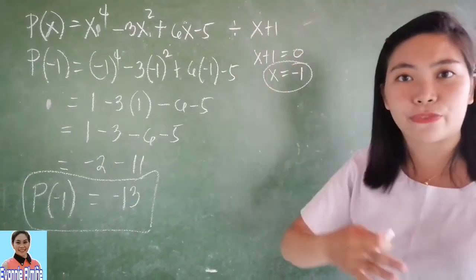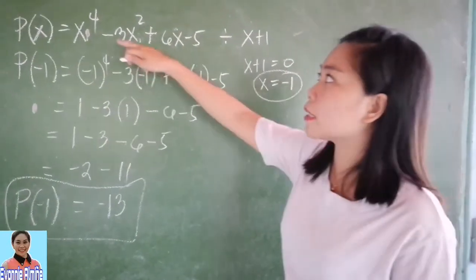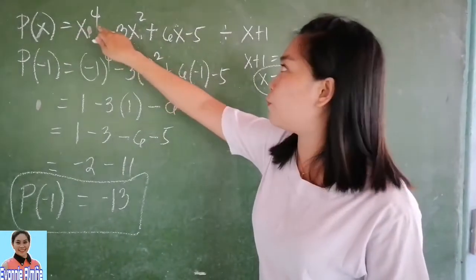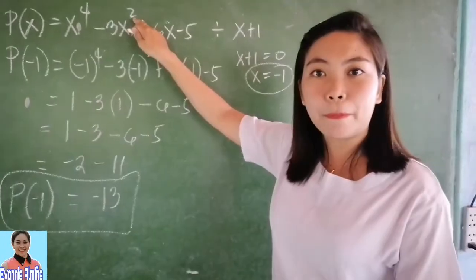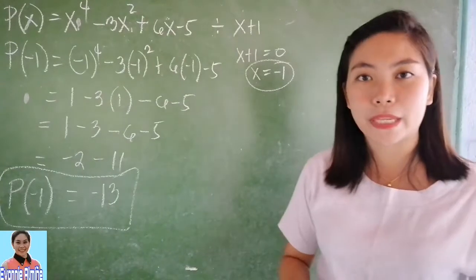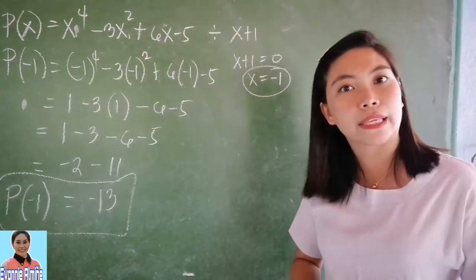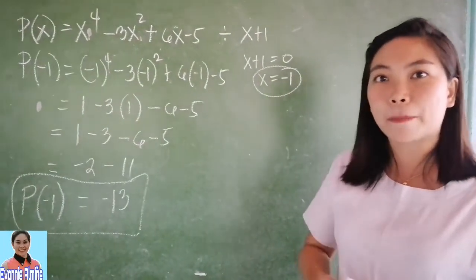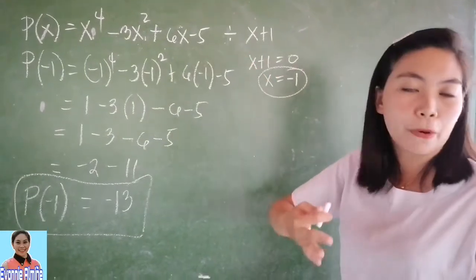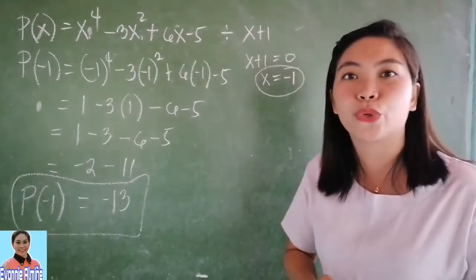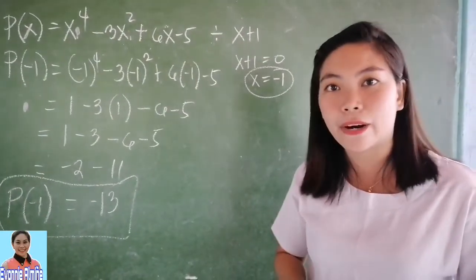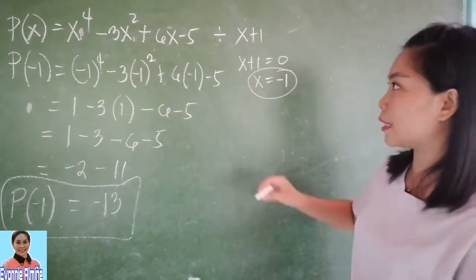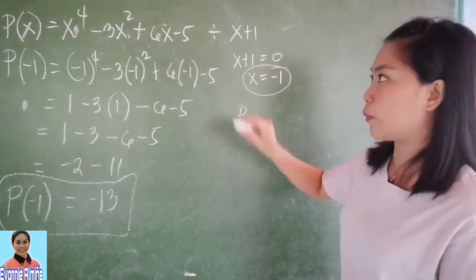Take note of the given polynomial equation. What have you observed to the exponent? You have 4, then 2. Ibig pong sabihin, meron po tayong missing term. Kasi po, importante yan sa synthetic division. Kapag meron pong missing term sa given polynomial equation, all we have to do is insert 0 para po at least makompleto natin siya. Or pwede natin i-rewrite yung equation natin.